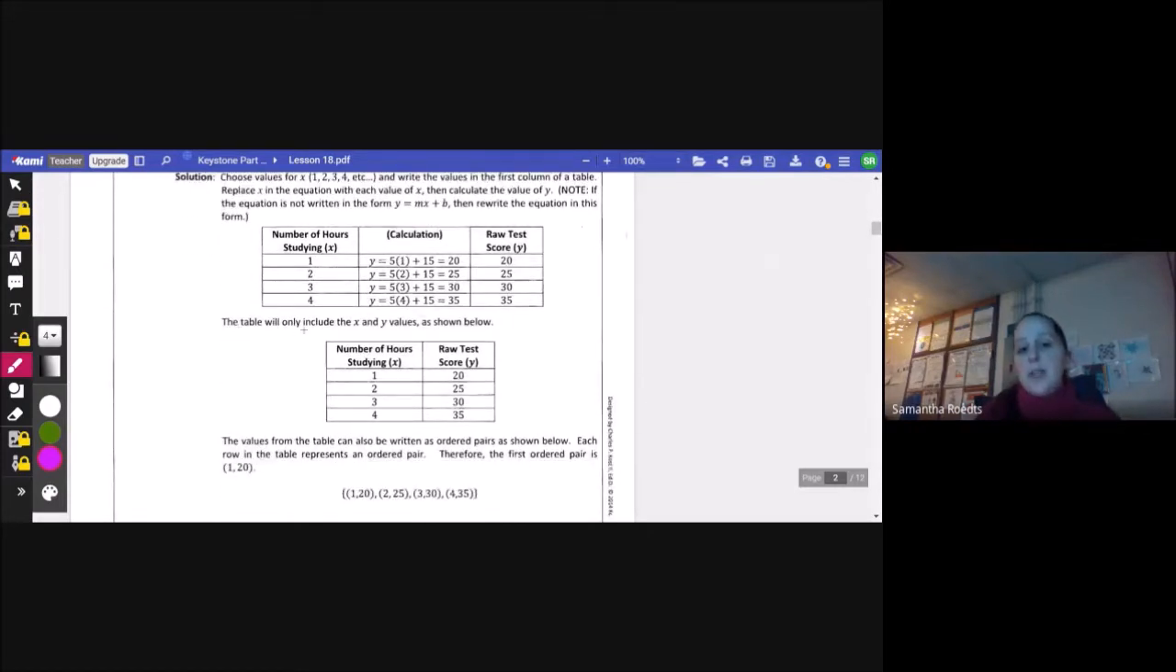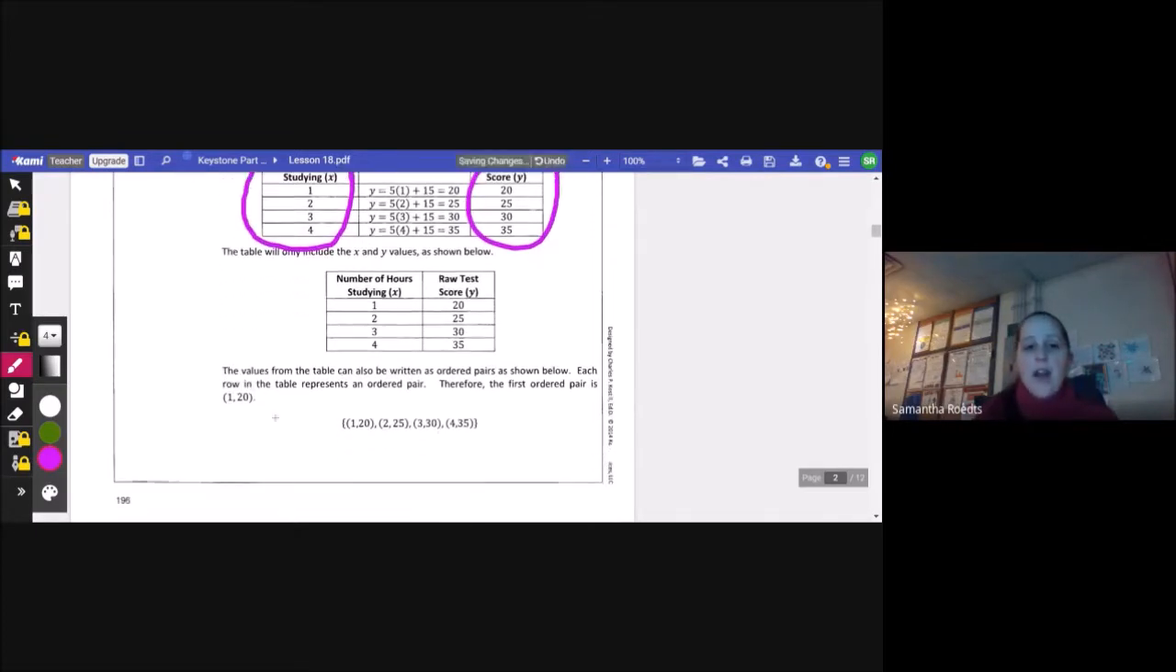The table will only include the x and the y values, so these values and these values, as shown below. The values from the table can also be written as ordered pairs, as shown below. Each row in the table represents an ordered pair. Therefore, the first ordered pair is (1, 20).